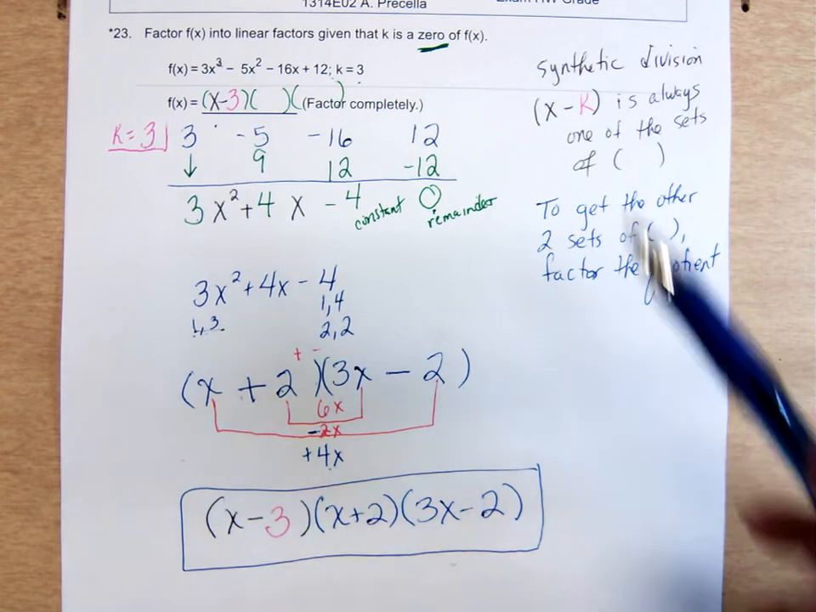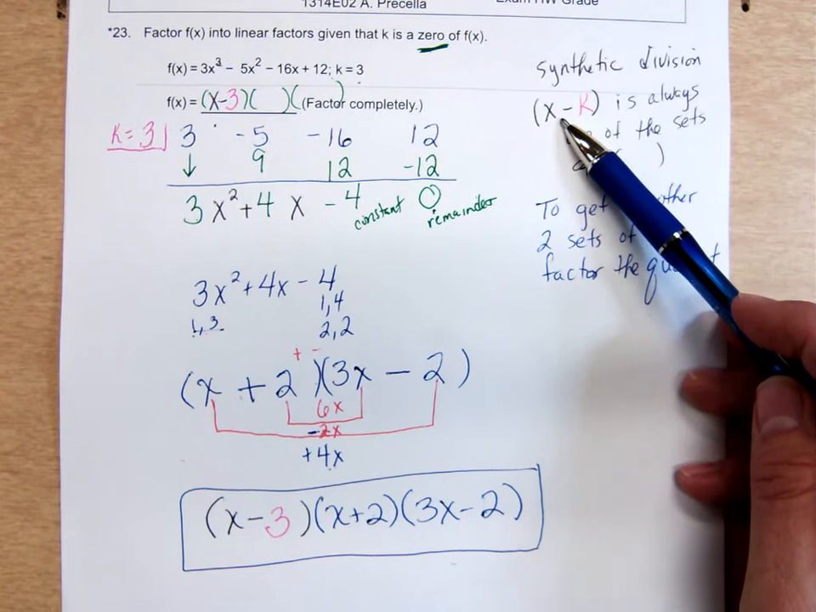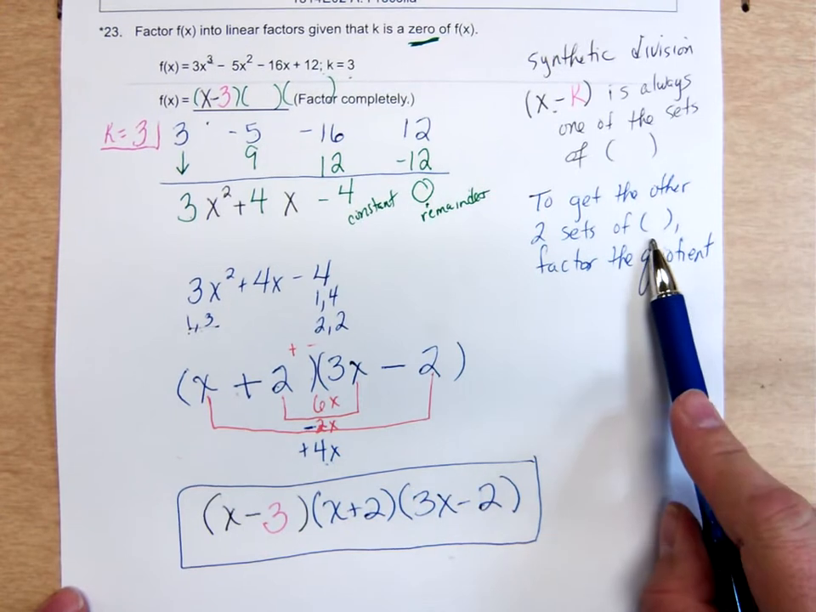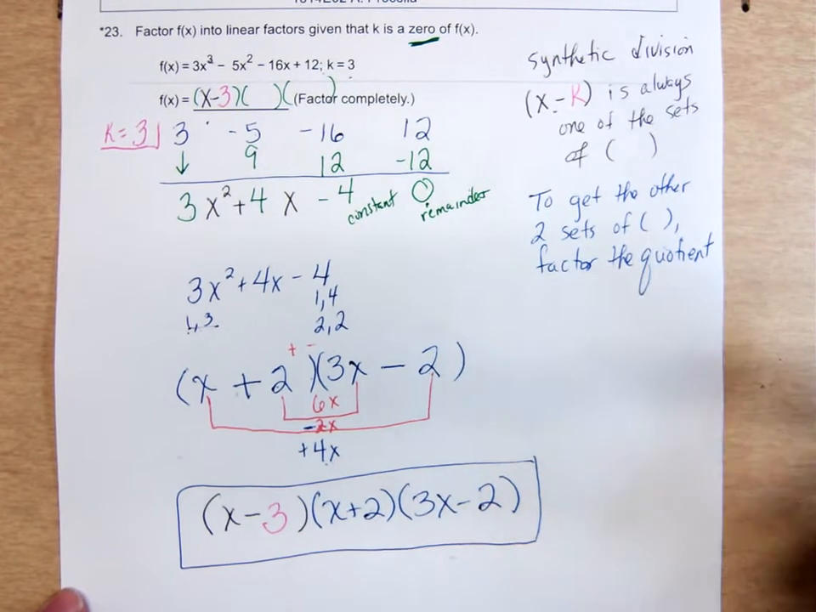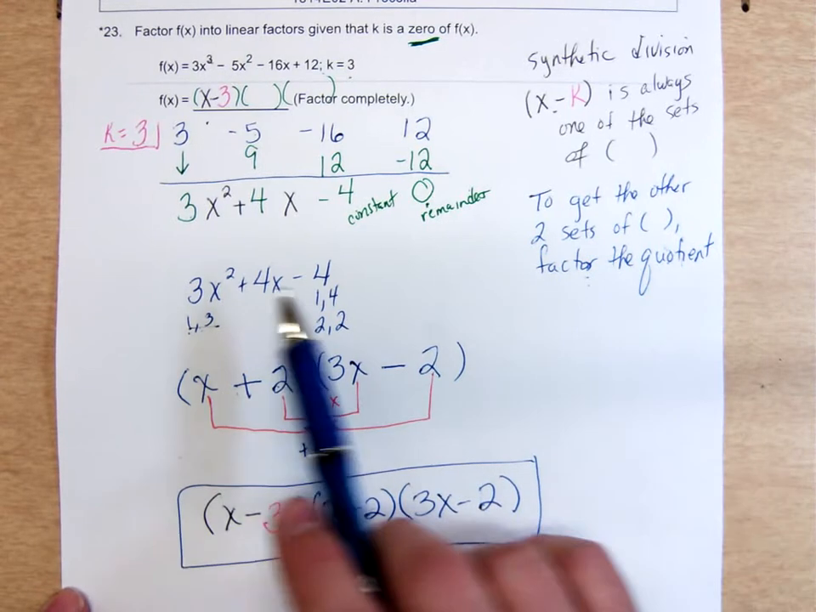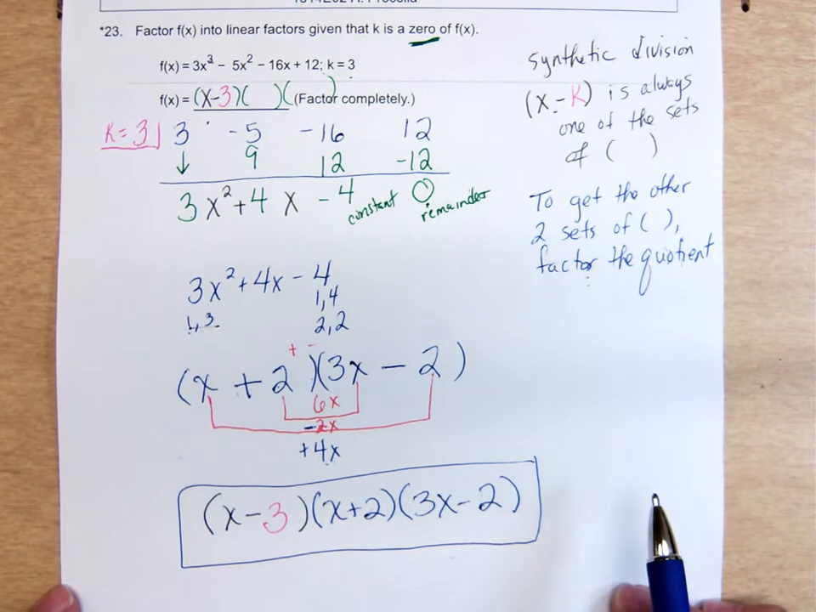So do synthetic division. X minus k is always one of the 3 factors. To get the other 2 factors, or 2 sets of parentheses, factor the quotient. And that's what I was doing here, factoring the 3x squared plus 4x minus 4. Any questions?